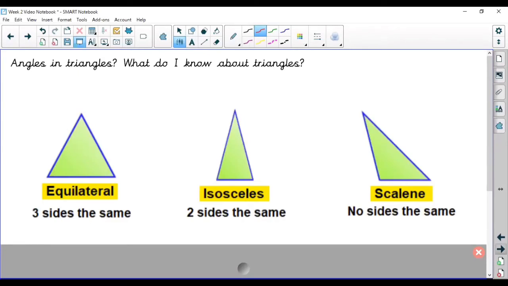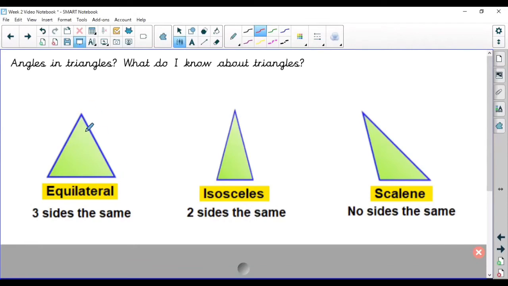So we need to ask ourselves that same question that we always do in year 6: what do I know about this? In this case, what do I know about triangles? Now, you always tell me that you know of 3 types of triangles. We've got the equilateral triangle, which has 3 sides that are the same. Now, if these 3 sides are the same, that means all of the angles are the same, okay? Now, with the triangle as well, all angles in a triangle add up to 180 degrees.